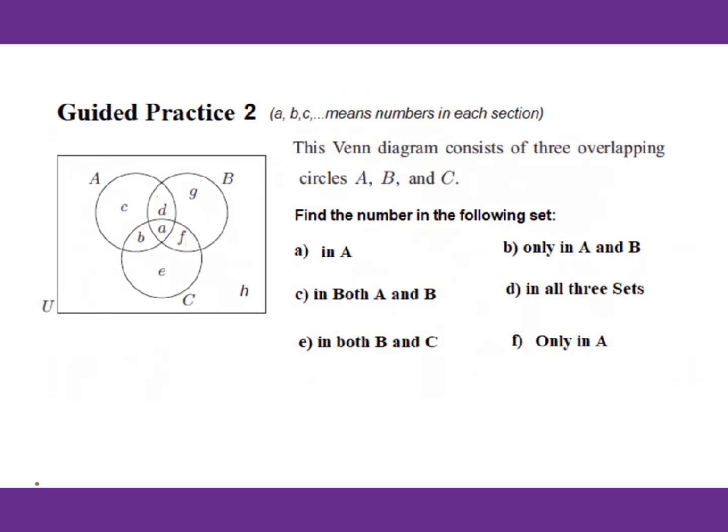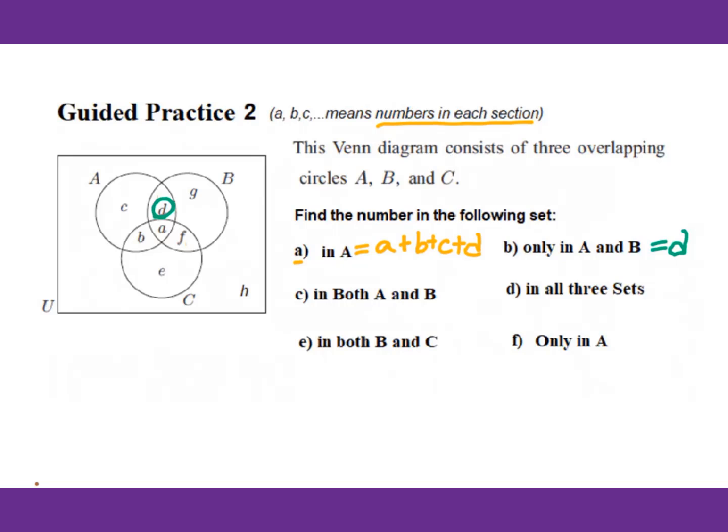Guided practice 2. A, B, C to H stand for the number in each section. Find the number in the following set for A. So I will circle A. Every element counts, so we do A plus B plus C plus D. Only in A and B means this number, so it equals D.